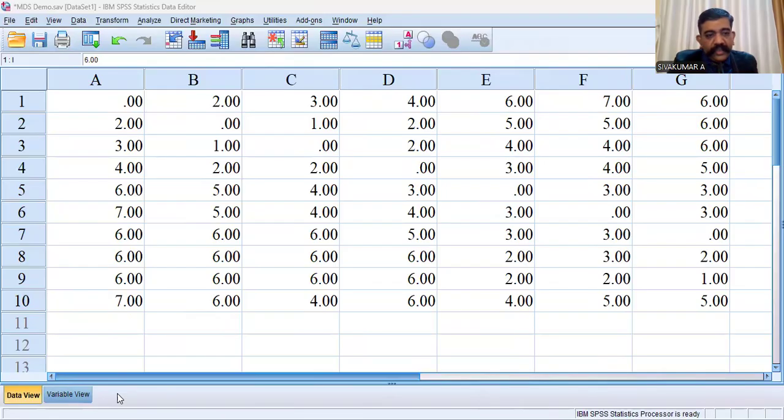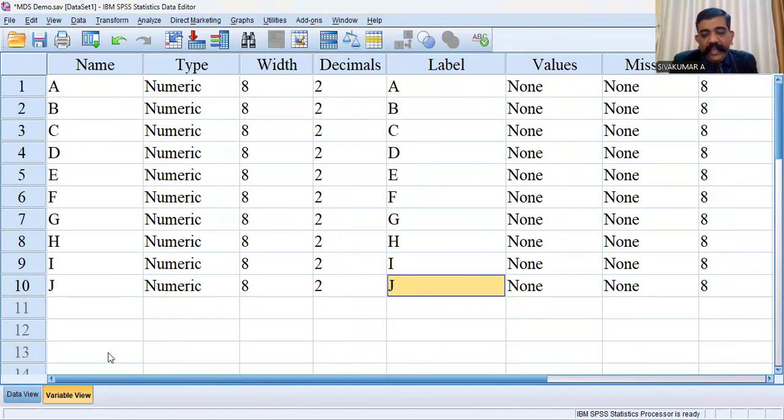Okay, please wait. I must share my SPSS screen with you. Yes, it is the screen related with multi-dimensional scaling. First, please see the variable view. Here you can see 10 different variables named A, B, C, D, E, F, G, H, I, J.